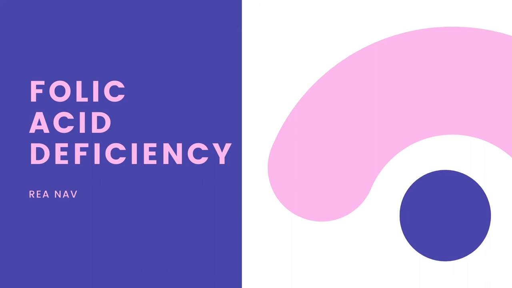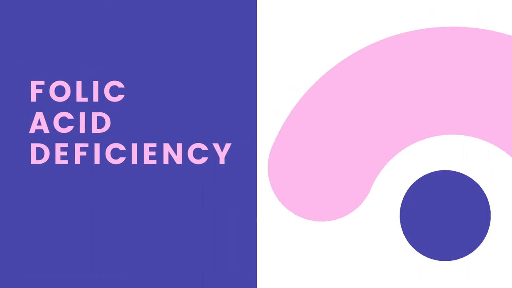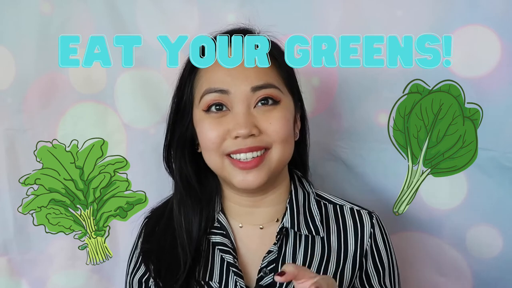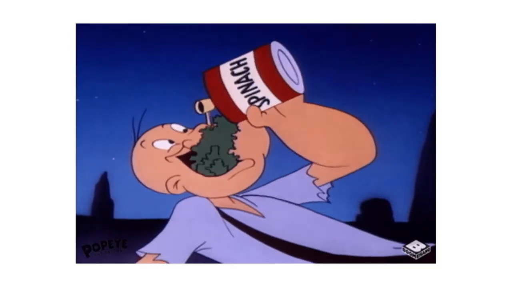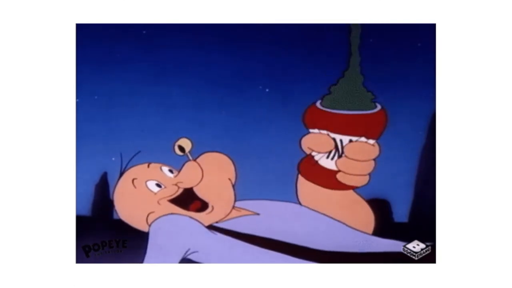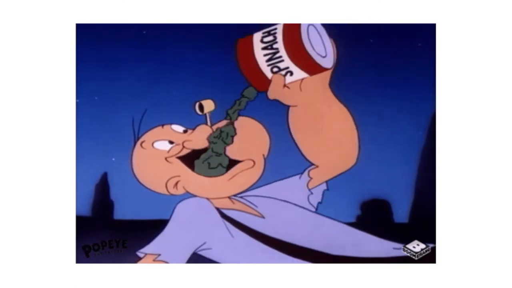Now let's talk about folic acid deficiency. For folic acid deficiency, the cause is mainly dietary. You didn't get enough folic acid in your diet. And so you do need to eat your greens. You need to eat salads or whatever. Any alternative to get your greens into your body, please do, because folic acid is really important for your body. So this is one of the main causes of megaloblastic anemia.